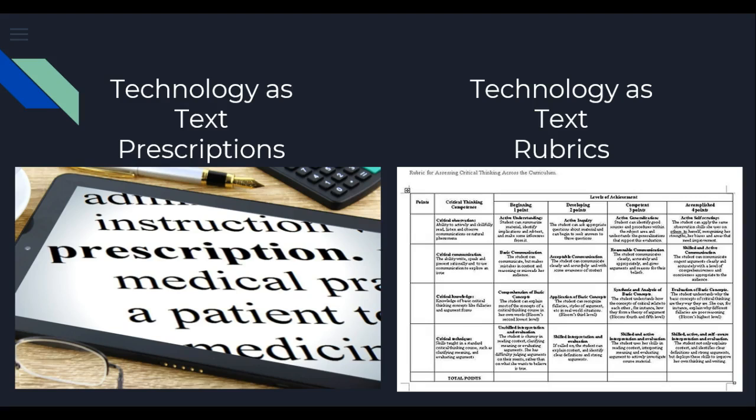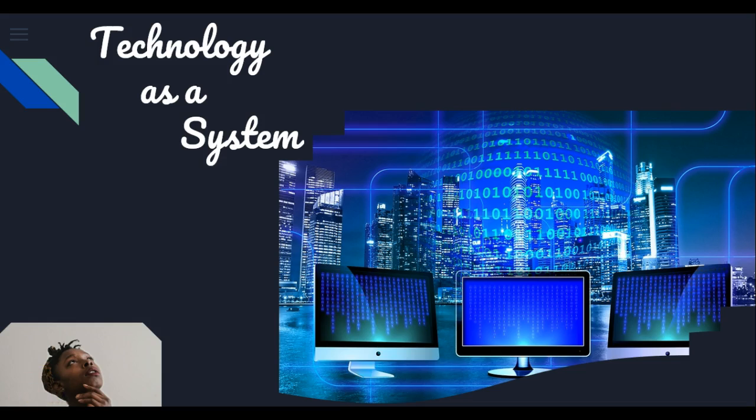If the intended message for a rubric is to communicate all of the elements of an assignment, and the user or the student doesn't understand that, it can be a problem in fulfilling the goal of that assignment. So there can be breakdowns in text that do not communicate the intended message. The next metaphor that's presented by Nardi and O'Day is technology as a system.